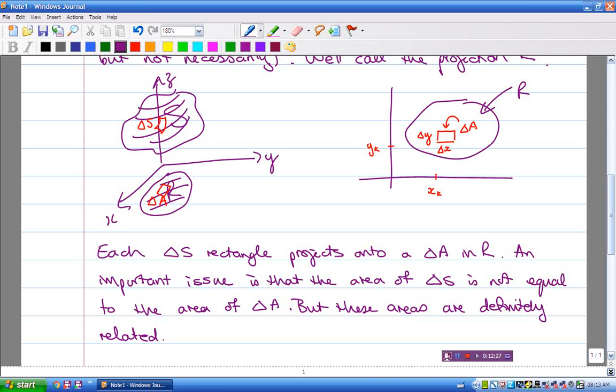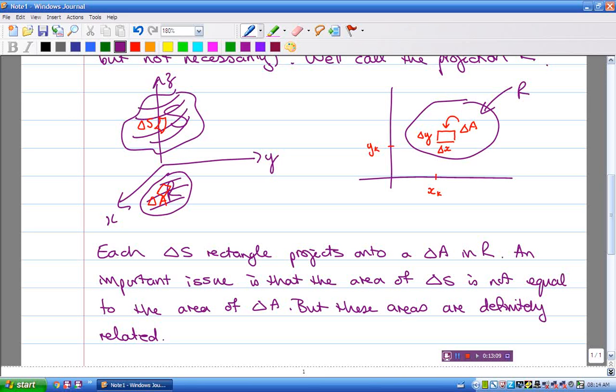Because if I keep the slope constant, but I make the book bigger, the shadow will also get bigger. If I keep the area the same, but I change the tilt, the shadow will also change size. So my delta A, which is the shadow down on the ground, is related to my delta S in both the magnitude of delta S and the actual area, but also the tilt. In other words, what the function is doing. If my delta S book here was a piece of a function, then where the function is steeper or where the function is shallower is going to make a difference to how big the projection is.